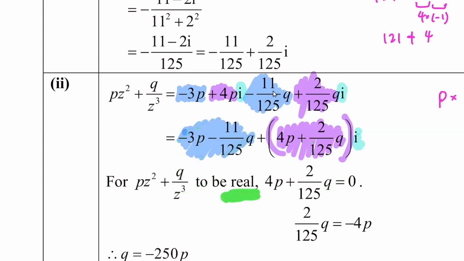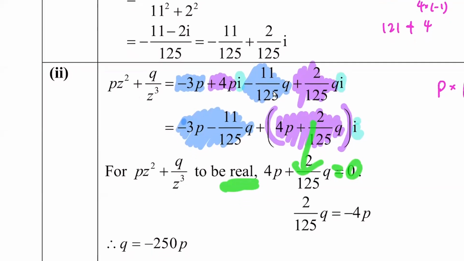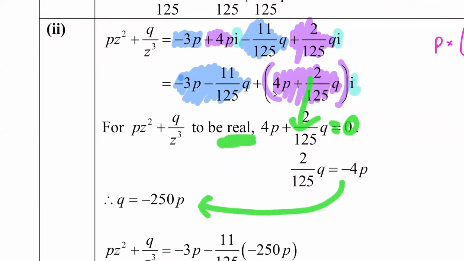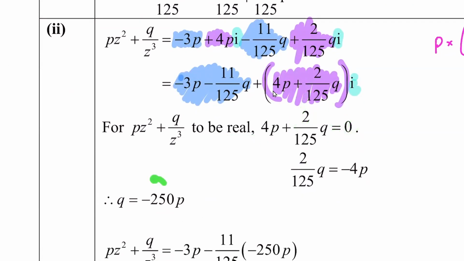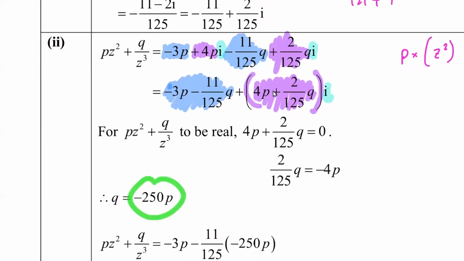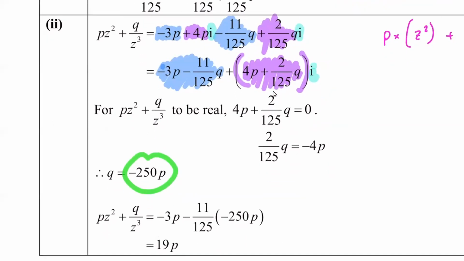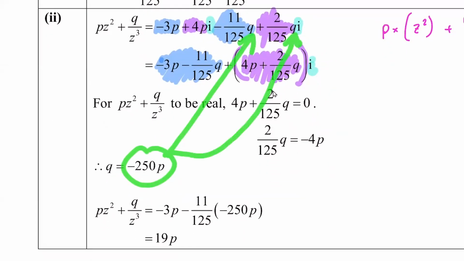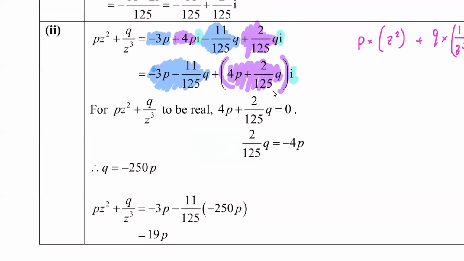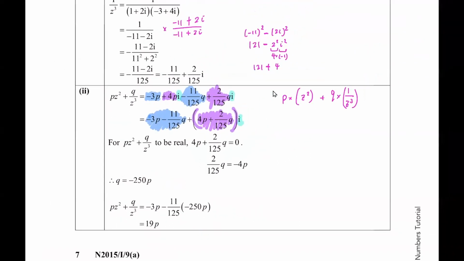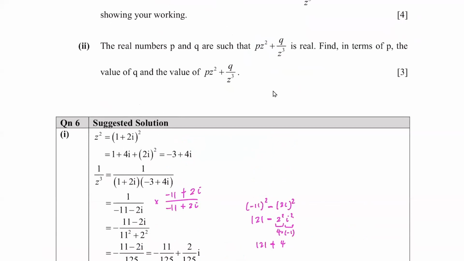Then in order for this to be purely real, imaginary is equal to 0. Solve for Q. Make Q the subject. Then you can get negative 250p. Then after that, you just look back at your expression. Everywhere that you see a Q, you replace with negative 250p. Then you just multiply out. You eventually get 19p. Okay, good. That is your question 6 part 2. Moving on. Question 7.